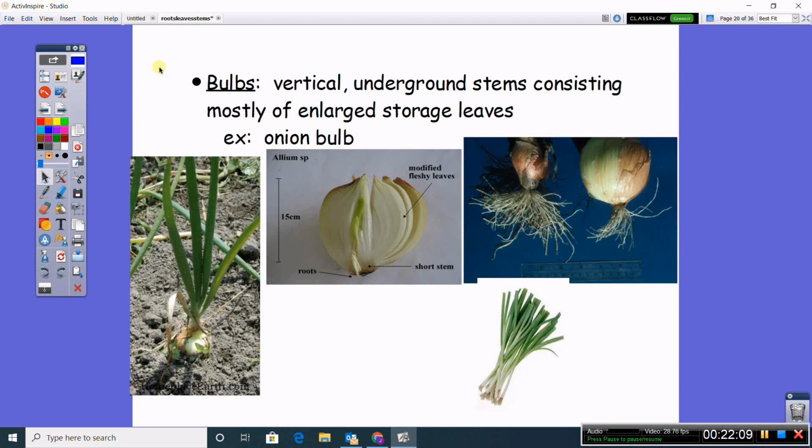Okay, bulbs. Bulbs are vertical underground stems consisting of enlarged storage leaves. There will still be leaves growing above the ground. These are sort of storage leaves underground. An onion is a good example of a bulb. Garlic is a good example of a bulb. And if you've ever seen these little hair-type things hanging down here, those are your fibrous roots. Because if you look at the leaf structure here, you see parallel venation, so that should be a monocot. It should have fibrous roots.